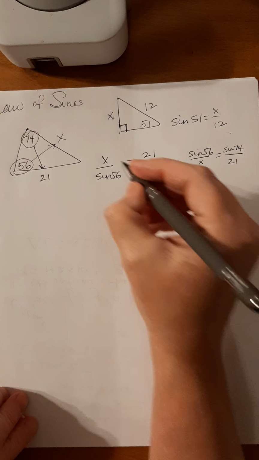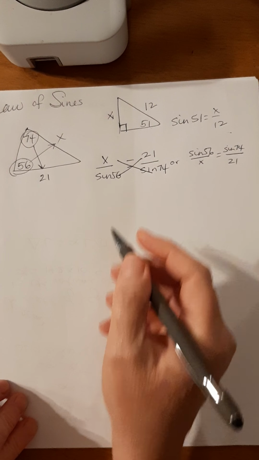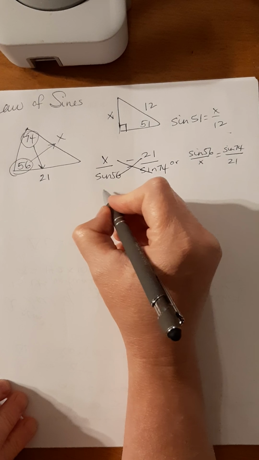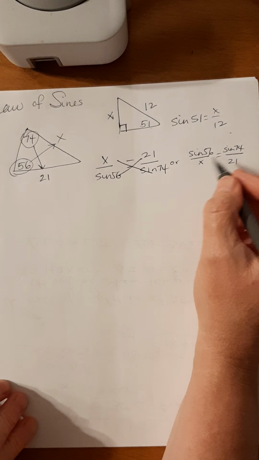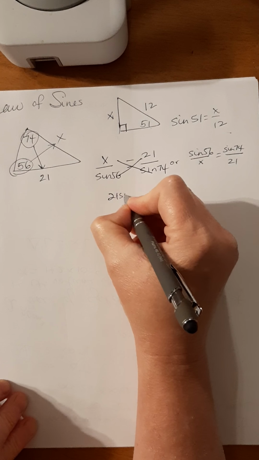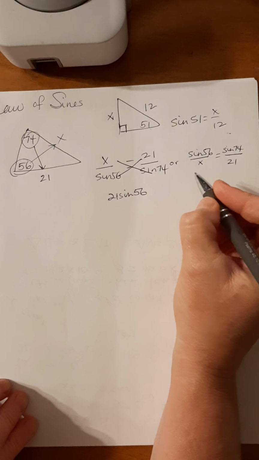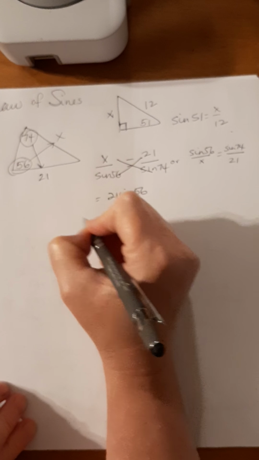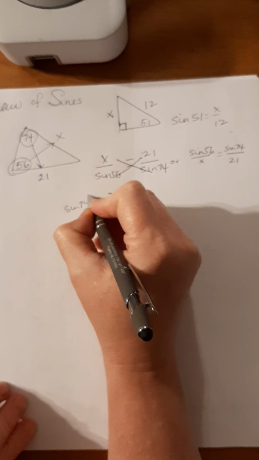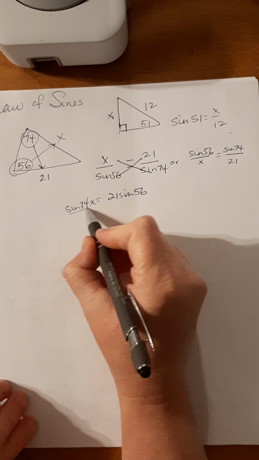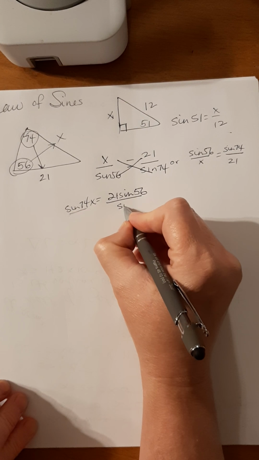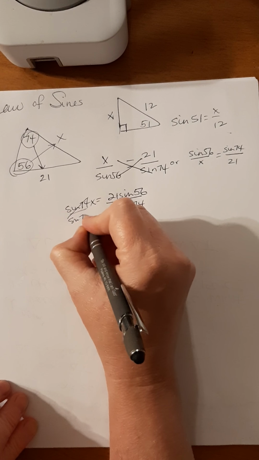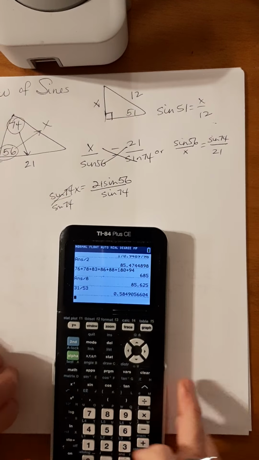So once you get it set up, cross multiply. So I always start with this diagonal. So that gives us, or whichever one's complete, 21 sine of 56, which is just calculator. And notice how it's going to equal sine of 74x. So basically, to get rid of this, all you have to do is divide. Then it's let your calculator do the work.